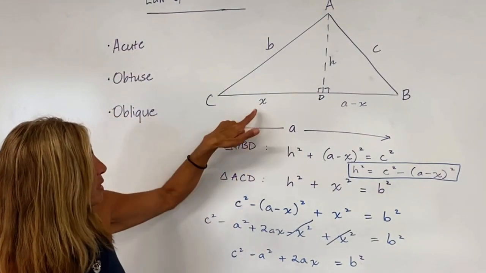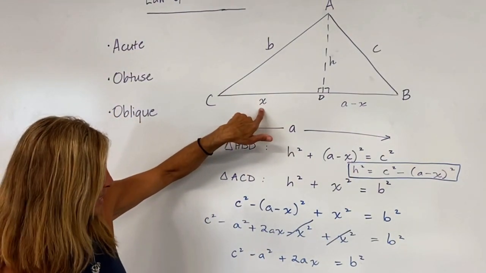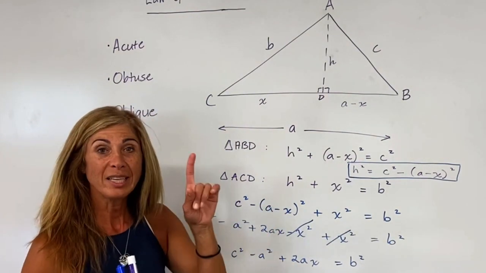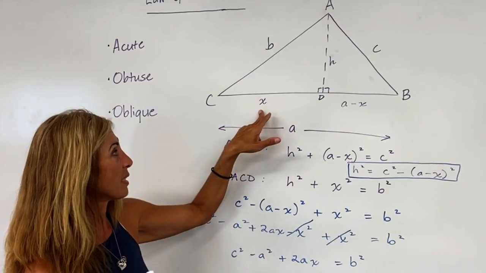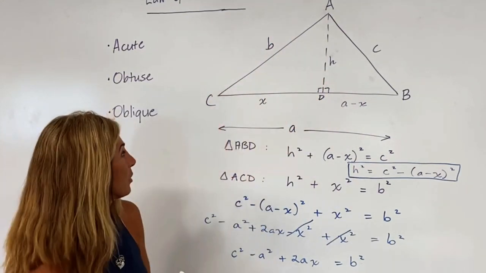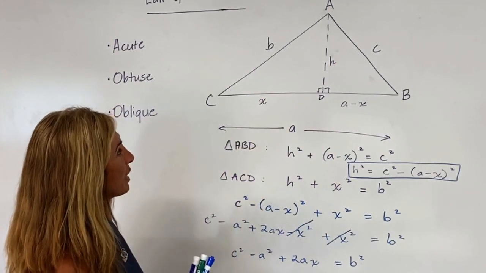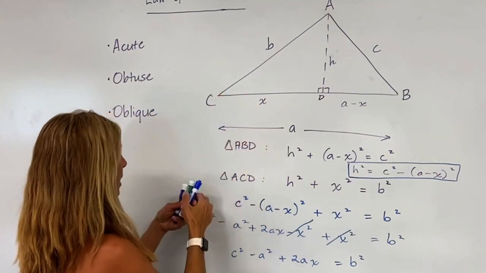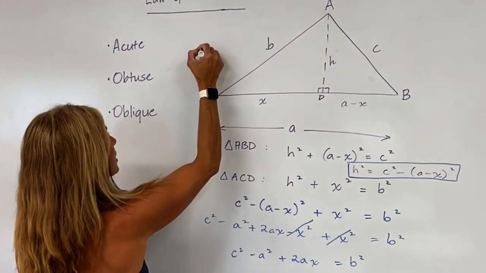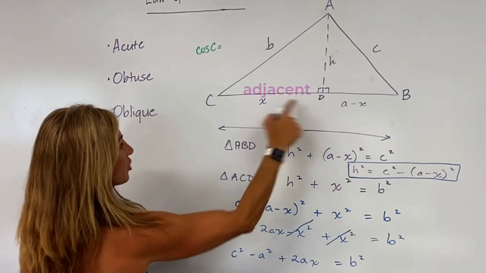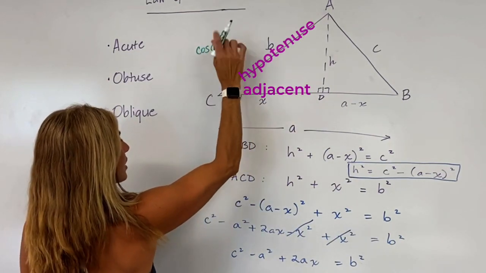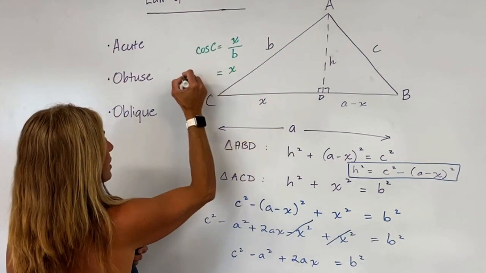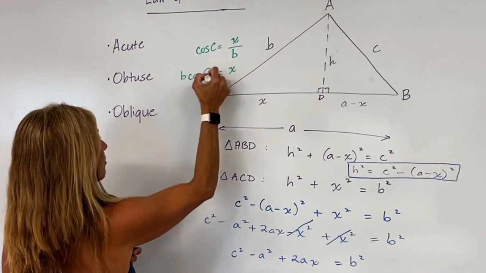The question is, can we somehow write x so that we replace x with a quantity that we might know? At this point, we need to find a relationship between x and possibly other pieces of this triangle. If we look at what we've been given, remember, h is also an unknown, so we try not to use that. If I focus on this triangle, cosine of C would be the adjacent side over the hypotenuse, x over b. If I isolate x, that gives me b cosine of angle C.